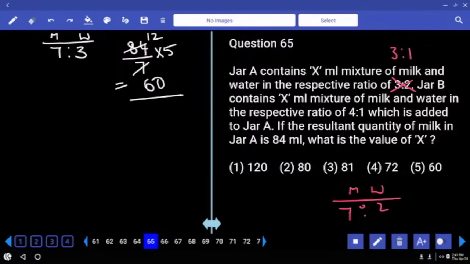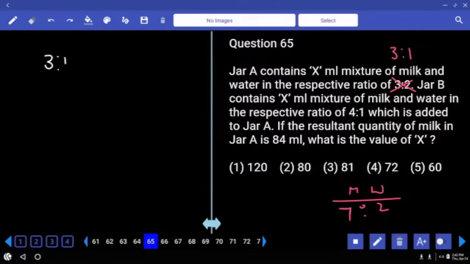In jar A, from the ratio, how many parts do we have? That means X is equal to 4 parts, right? In jar B, how many parts? 5 parts. Both are different in terms of number of parts, but they clearly mentioned it should be the same. Understood? So if values are like that, 3:1 and then 4:1, here we have 4 parts and here we have 5 parts, but it is said that both are having X ml only, but in terms of number of parts both are different. So in that case you should go for rainbow multiplication.